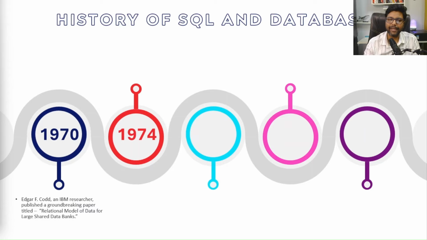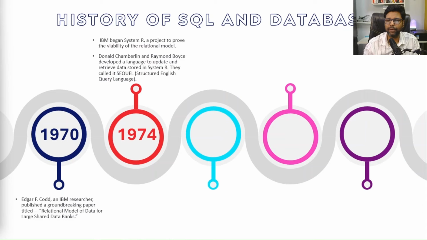And then in 1974, IBM began System R, which is a project to prove the viability of the relational model. As part of this project, Chamberlain and Boyce developed a language to update and retrieve data stored in System R, right? They called it SEQUEL, which is Structured English Query Language. SEQUEL was later shortened to SQL due to trademark issues. And the goal was to create a language that was close to natural English and which would make it easier for non-programmers as well.